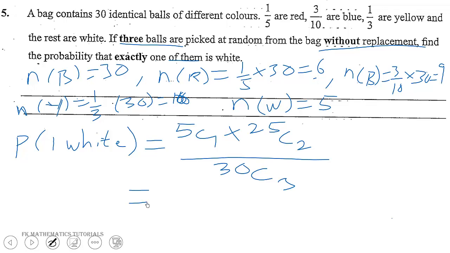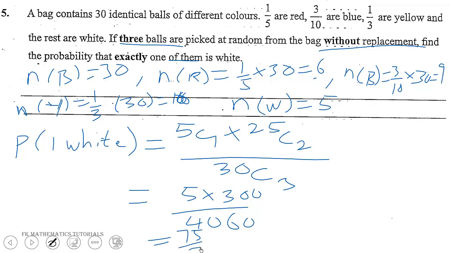So this will give us 5 times 300. 5 combination 1 is 5. Then 25 combination 2 is 300. All over 30 combination 3 is 4060. So this will reduce to 75 over 203. And this is equal to 0.3695.